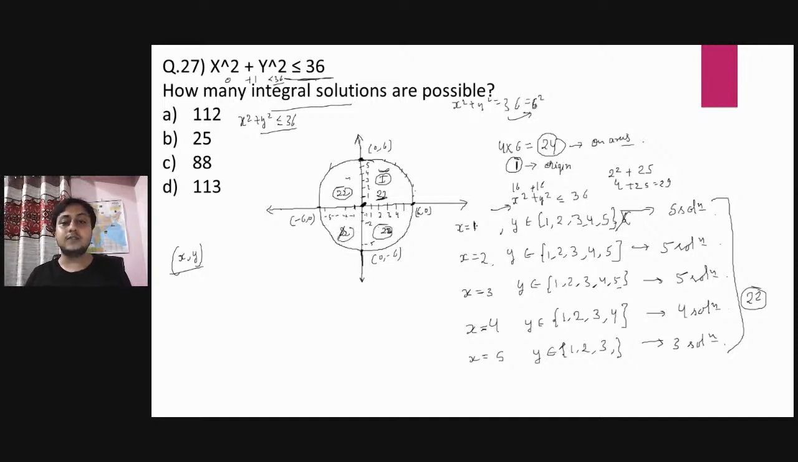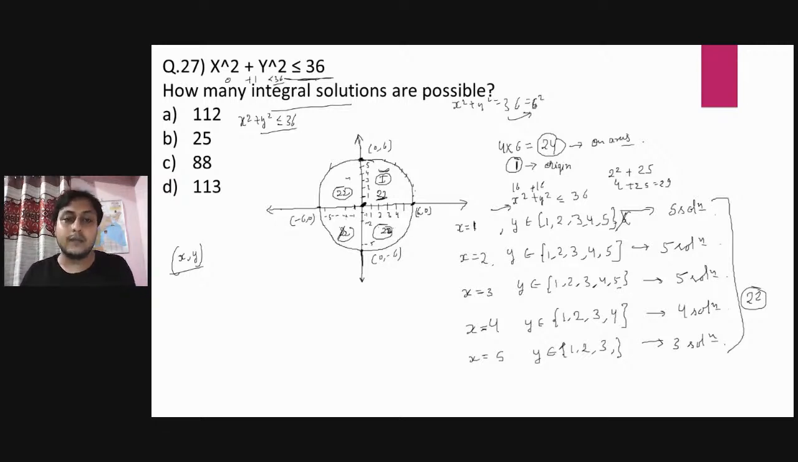Like when x is -1, negative is possible, no? This is x square and y square. So when x is -1, you will get y these values. Again, when x is -2, you will get y 1, 2, 3, 4, 5 again. Again, when x is -1, you can take y as -1, -2, -3, -4, -5. Both negative means third quadrant. When x is positive and y negative, that means fourth quadrant.